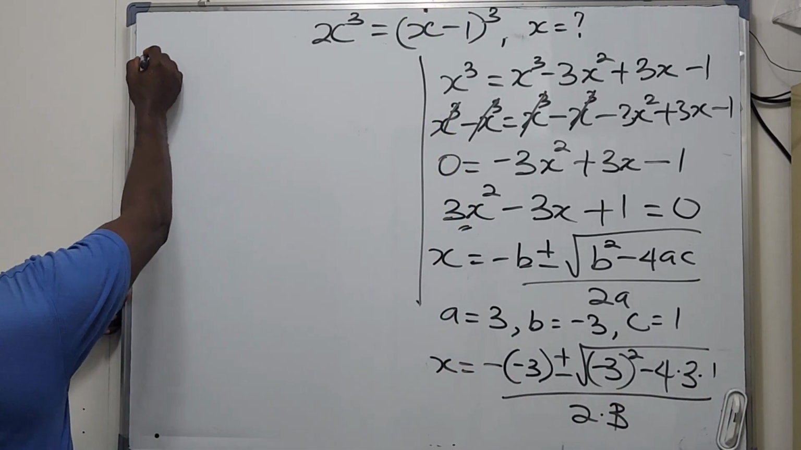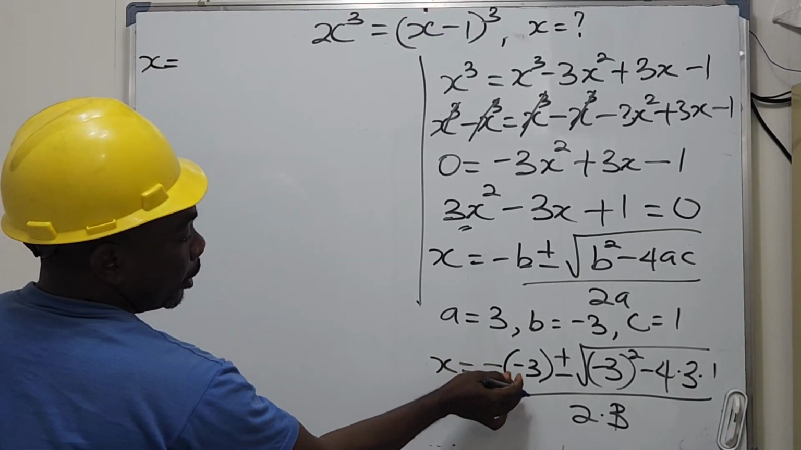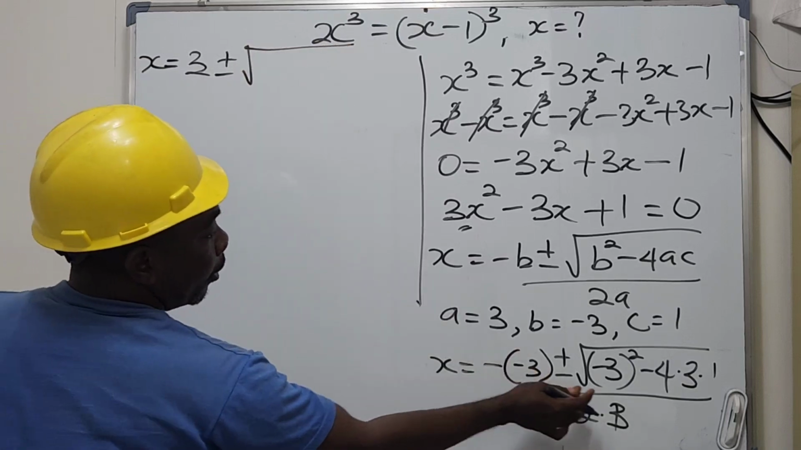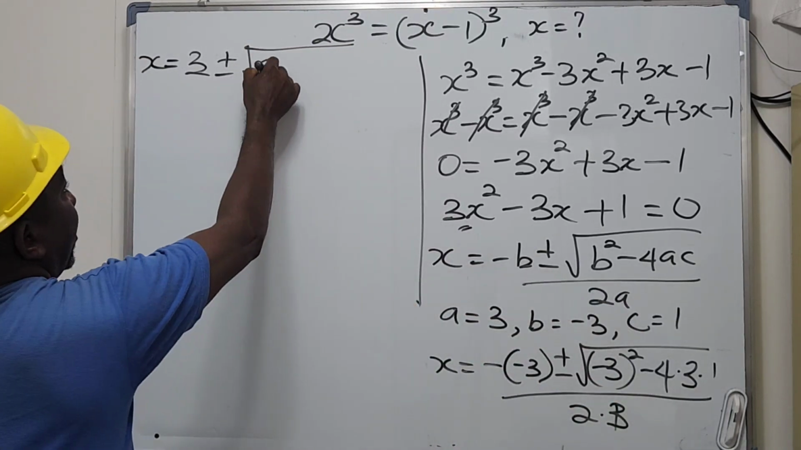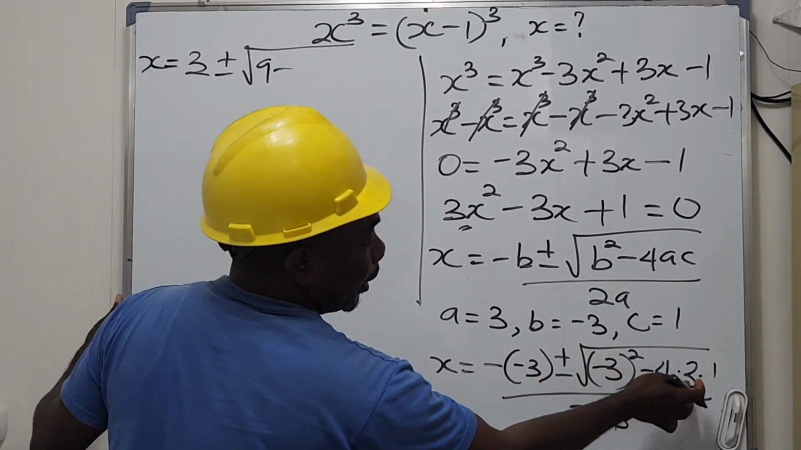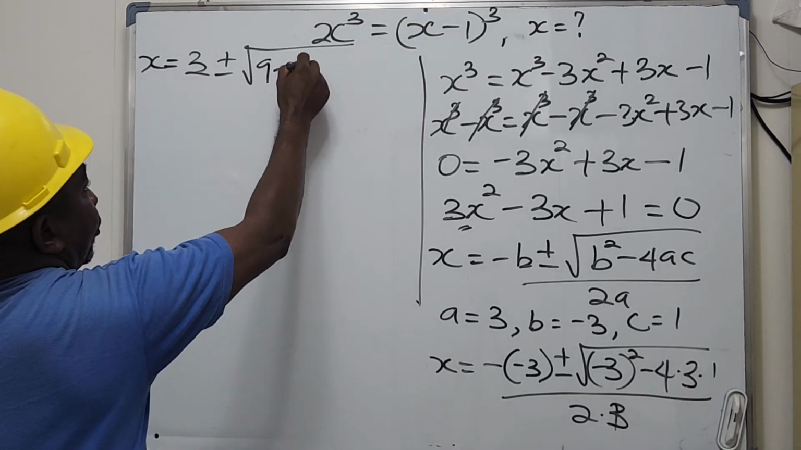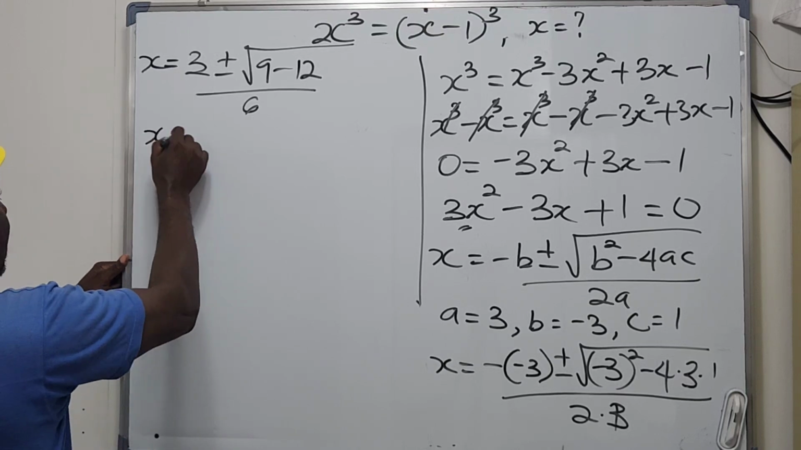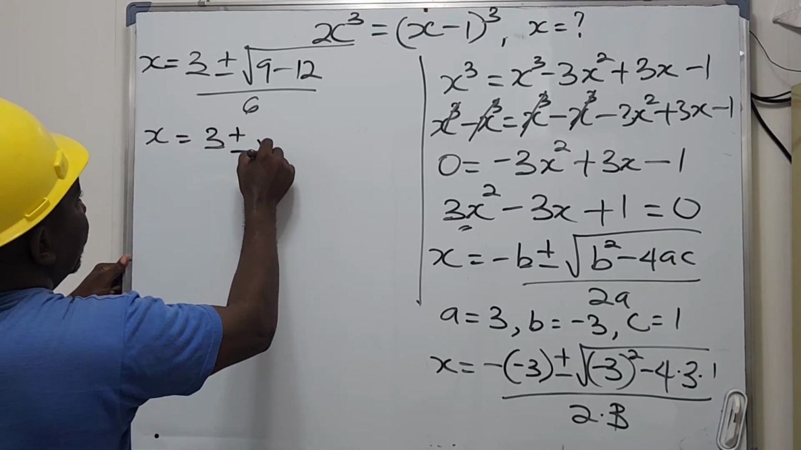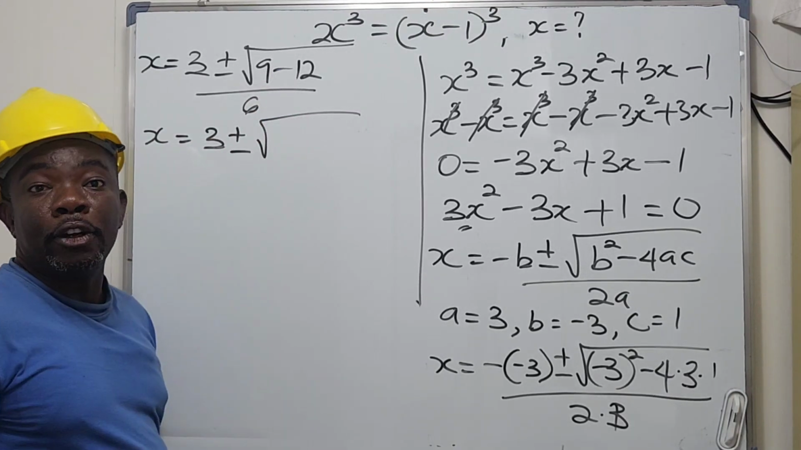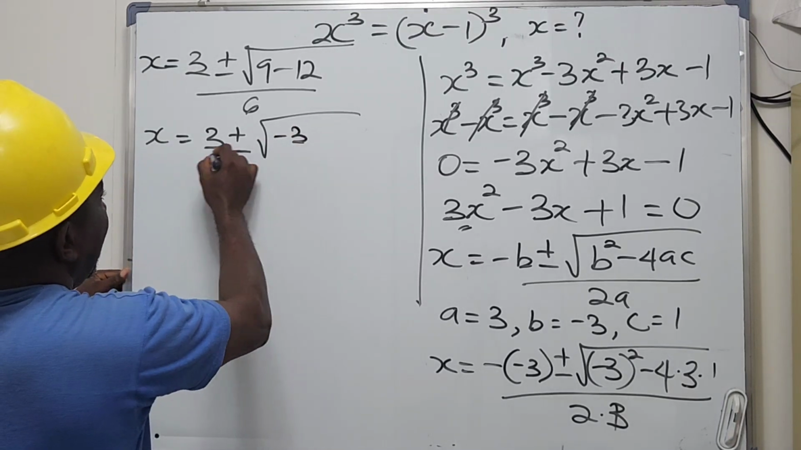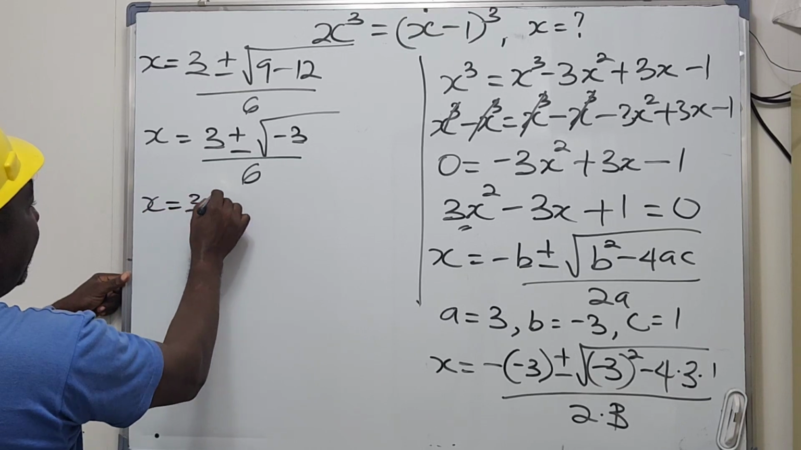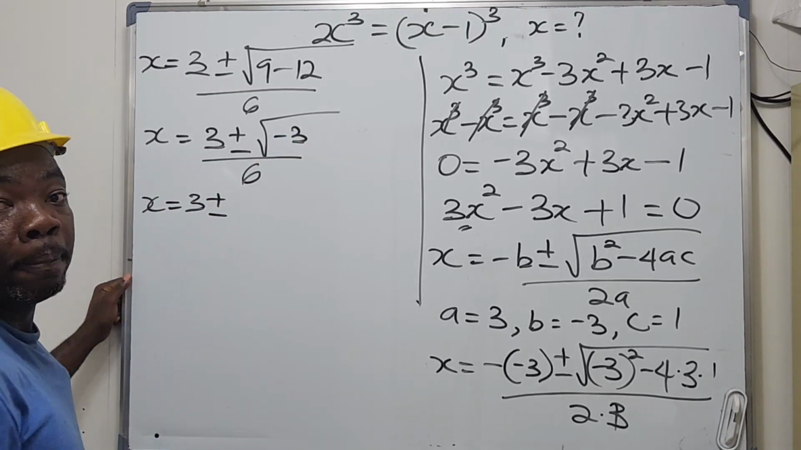So here, our value of x will become minus times minus 3, which will become 3, plus or minus square root of minus 3 to the power of 2, which equals 9. We have minus 4 times 3 times 1, which becomes minus 12, all over 2 times 3, which is 6. This will become x equals to 3 plus or minus square root of 9 minus 12, which will become minus 3, all over 6. So this will become x equals to 3 plus or minus square root of minus 3.